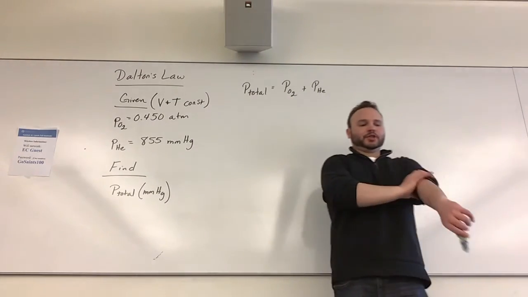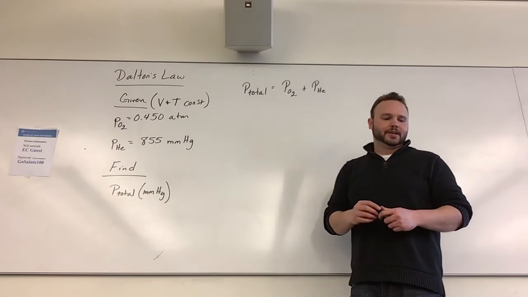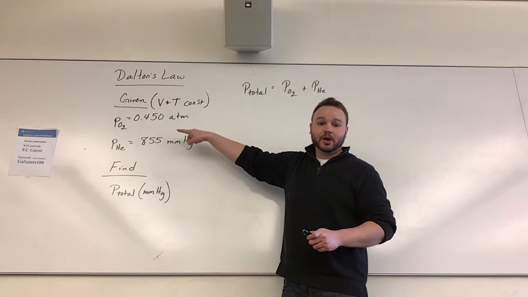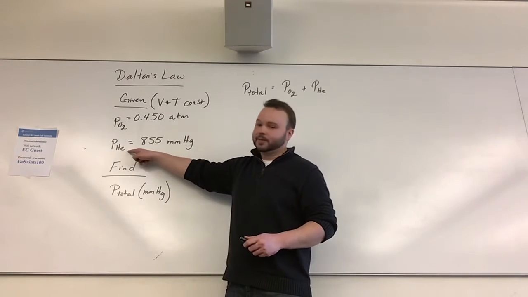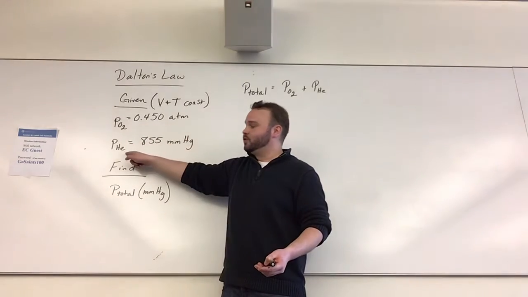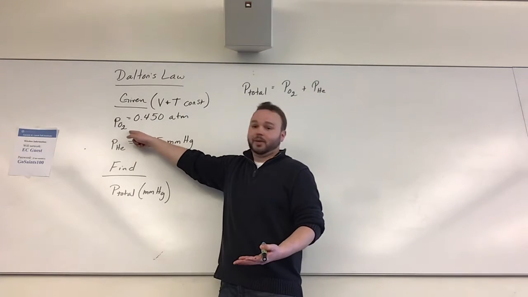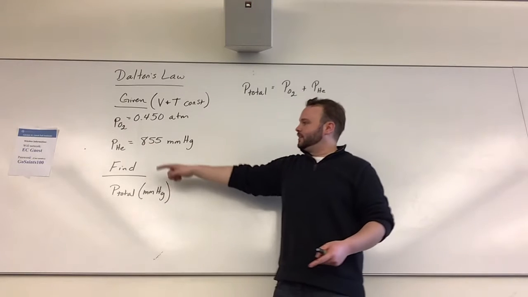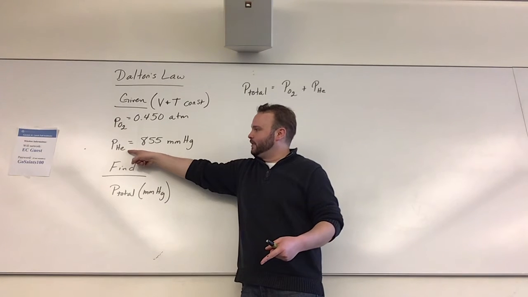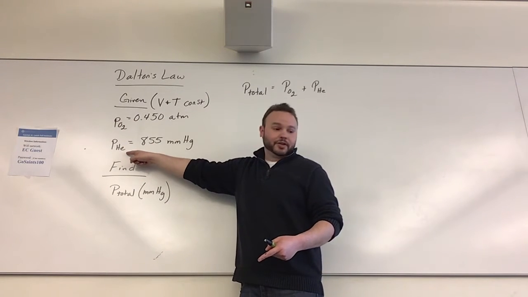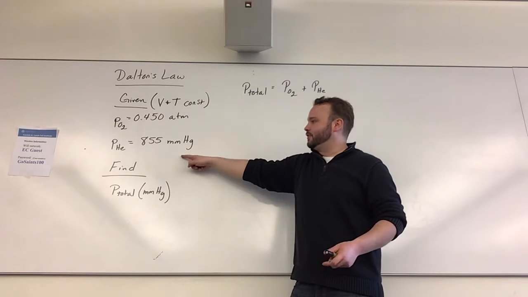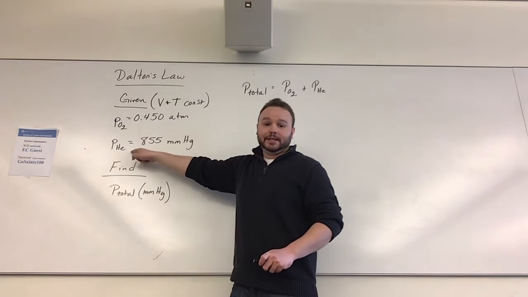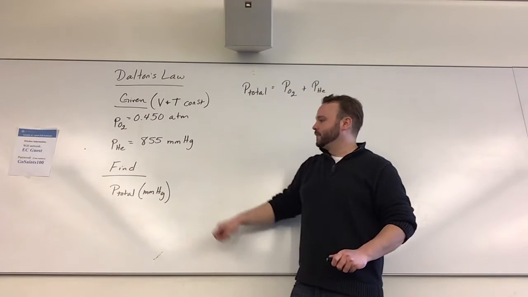So the problem says a scuba tank contains oxygen gas with a pressure of 0.450 atmosphere. So this is my PO2. We're going to have to start using subscripts instead of numbers. We can also use other indicators. So in this case, I just call it PO2 for the partial pressure of oxygen. It also says helium gas is also in that scuba tank, and its partial pressure of helium is going to be 855 millimeters of mercury, right? It sounds unusual, but helium is used in scuba tanks, right?